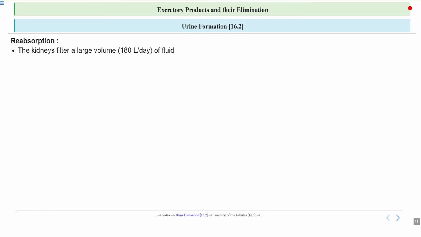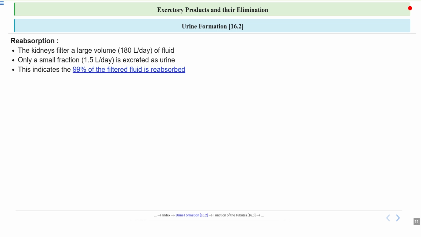Let's talk about reabsorption. The kidneys filter a large volume of fluid every day, about 180 liters. This highlights the scale of their filtration work. Now notice that only a small fraction of this filtered fluid, about 1.5 liters a day, is actually excreted as urine. That's less than a typical soda bottle. This means our bodies are very good at conserving water and other useful substances.